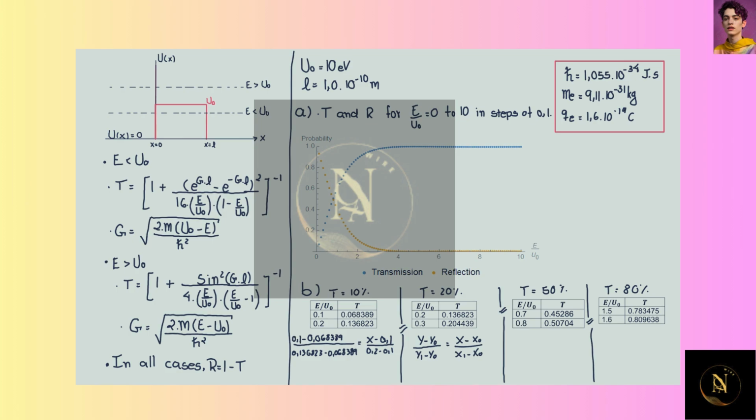By doing that, we get in the first case that x equal to approximately 0.146 makes T 10%. Now, all that is left to do is repeat this procedure for the three other cases that the problem gave us. By doing that, you should get the following. Meaning that when E divided by U0 is equal to 0.146, T will be 10%. When E divided by U0 is equal to 0.293, T will be close to 20%, and so on. Therefore, those are the answers to this question.